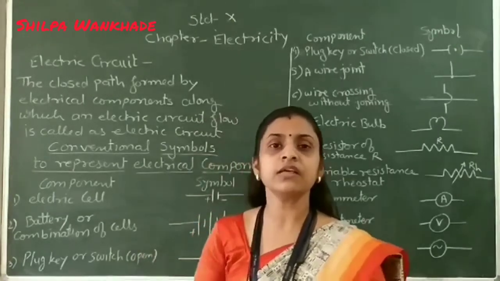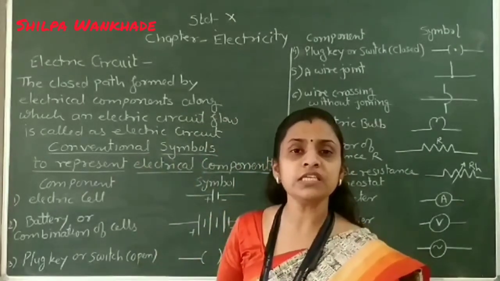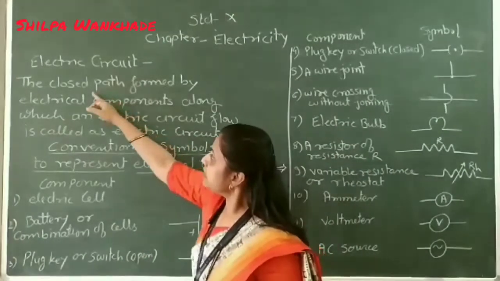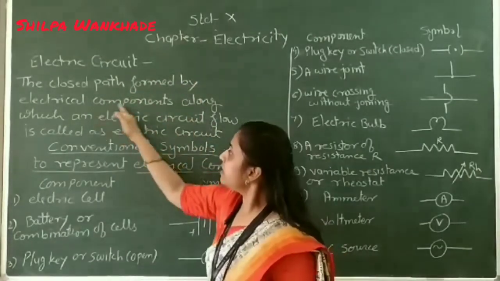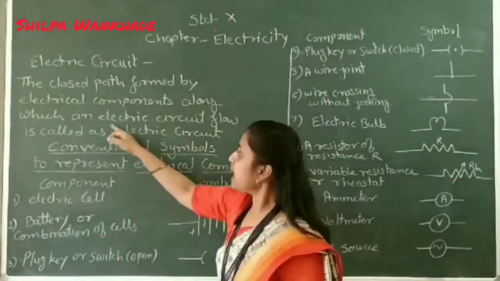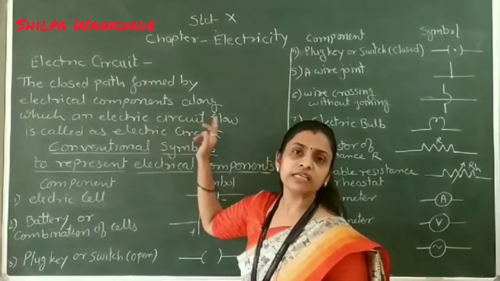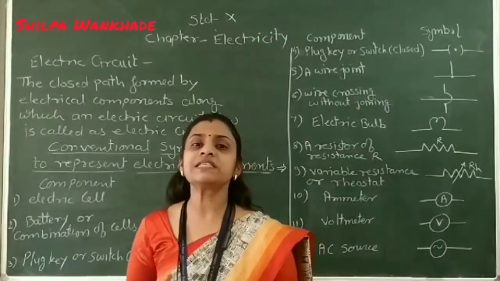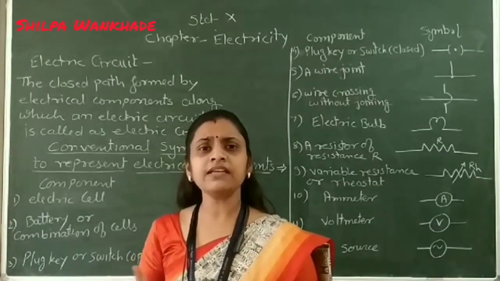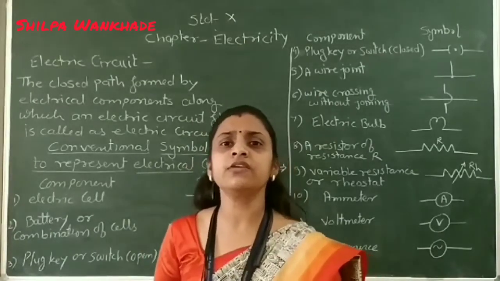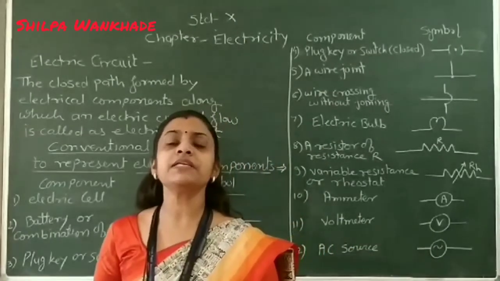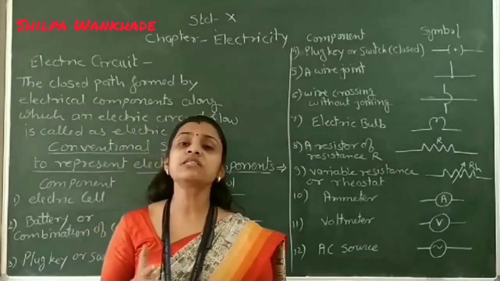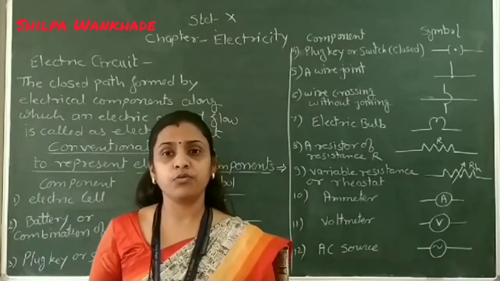In an electric circuit the different components are connected with each other so that the electric current flows through it, and therefore an electric circuit is nothing but the closed path formed by electrical components along which an electric current flows. Now, the electric circuit consists of a cell or battery, a plug key, different electrical components and the connecting wires. The electric circuit is represented by a schematic diagram in which convenient symbols are used for different components.